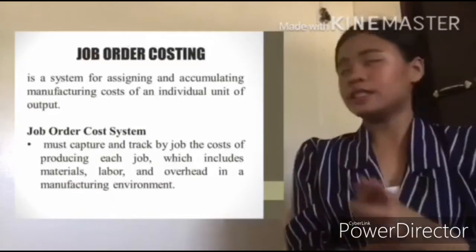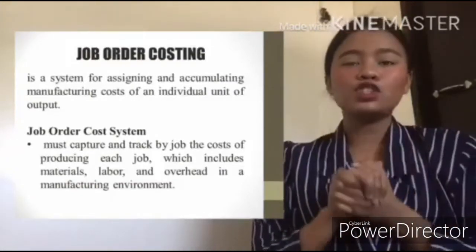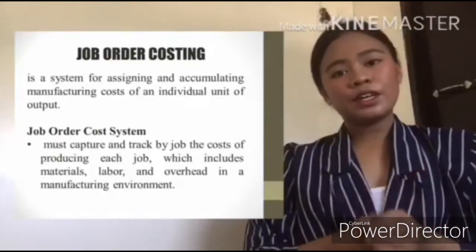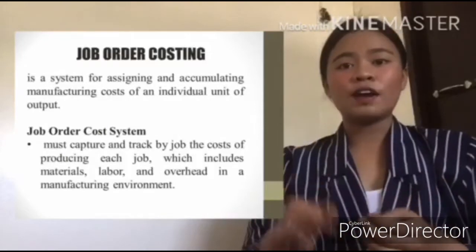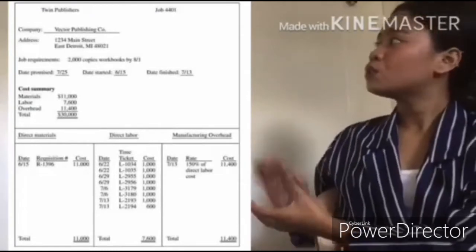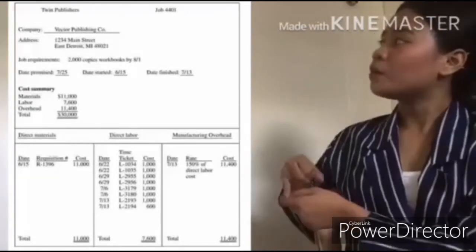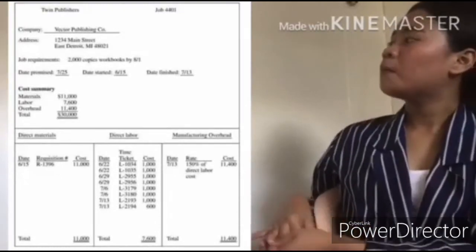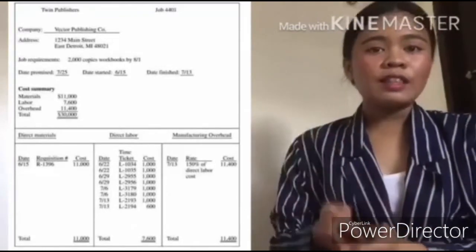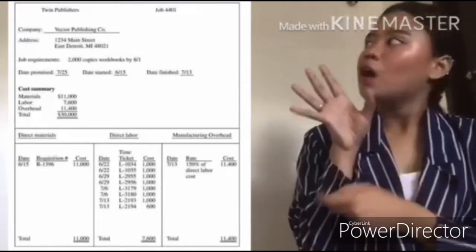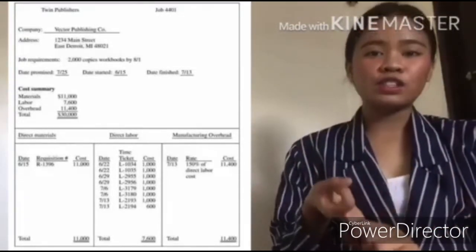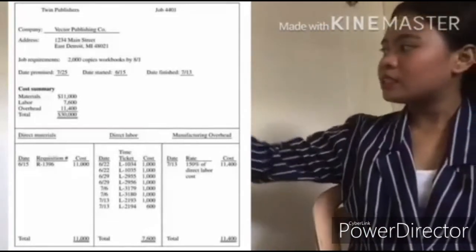A job order cost system must capture and track the cost of each job, which includes materials, labor, and overhead in a manufacturing environment. So, to track the data, we need to use the job cost sheet. The job cost sheet includes the name of the company, address, job requirements, the date promised, date started, and date finished. It also includes the direct materials, direct labor, and manufacturing overhead. And the last part is the total of the three.